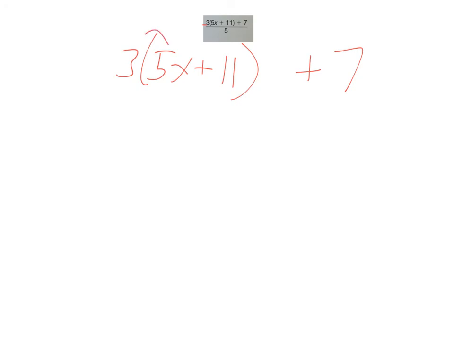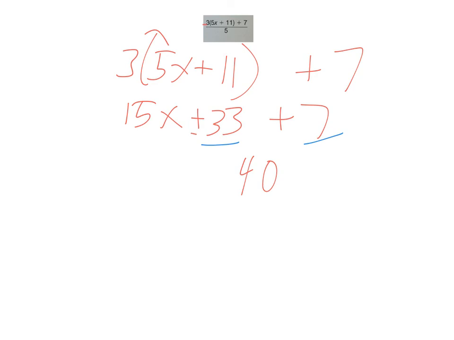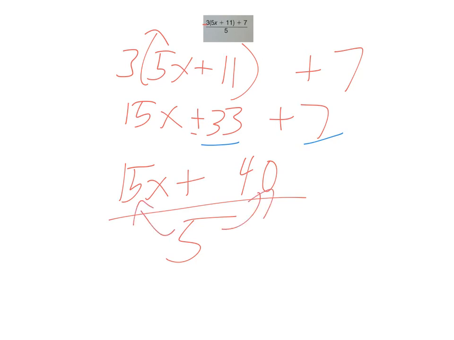So 3 times 5x would be 15x, and 3 times 11 would be 33 plus 7. I can combine the like terms of 33 and 7 because they're both constants. 33 plus 7 is 40, and that'll be positive because they're both positive, plus, and you have 15x. 15x plus 40. Now I want to actually remember that I'm still dividing by 5, and then when I distribute, I actually divide the 5 into both the 15 and the 40.